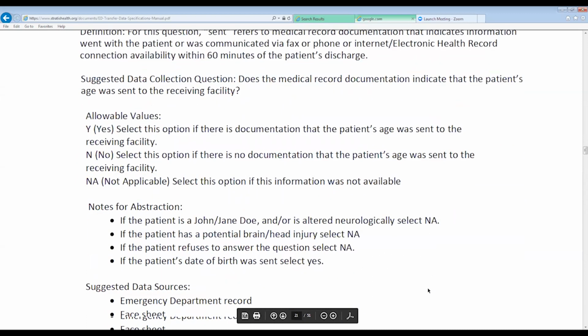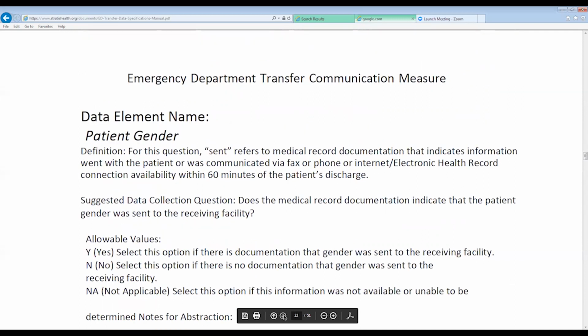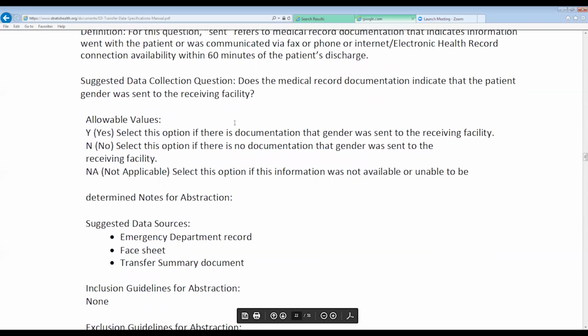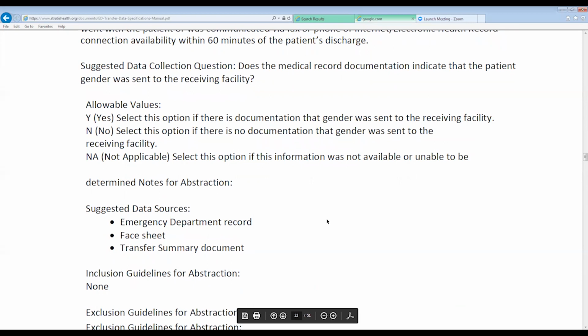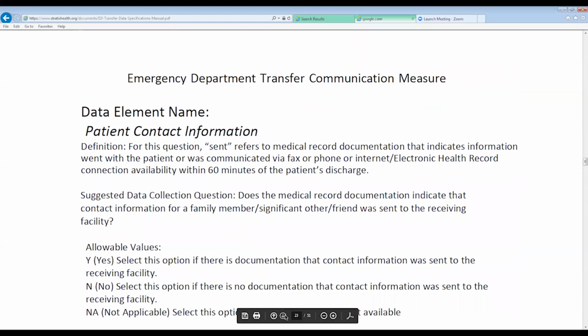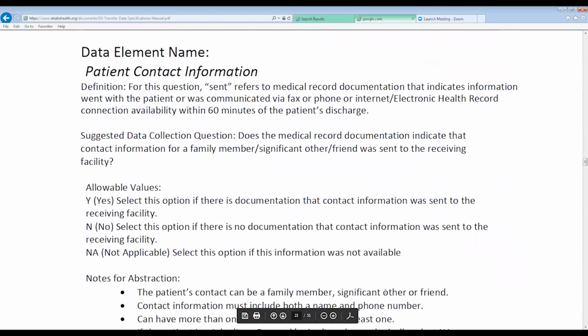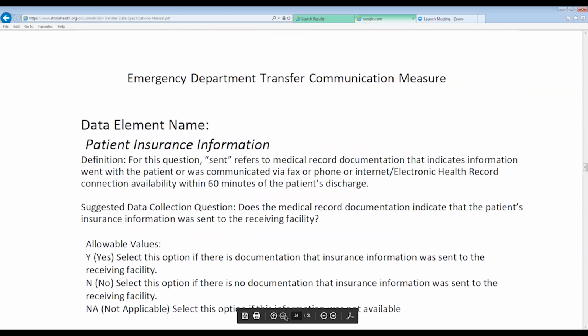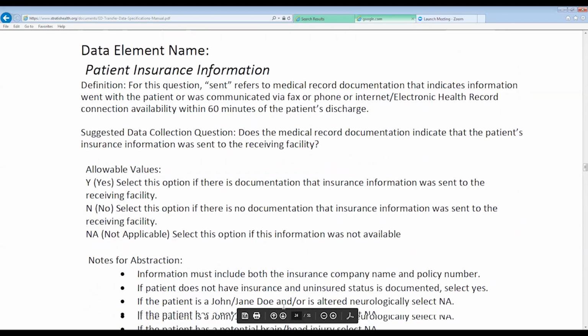Age, same thing. Okay, date of birth is okay. If your record doesn't say that they were 20, but it's got their birth date, that's acceptable. Gender, yes or no, or NA if it's not available. Patient contact, same thing, yes or no, or if it isn't available, NA. Insurance, same thing.